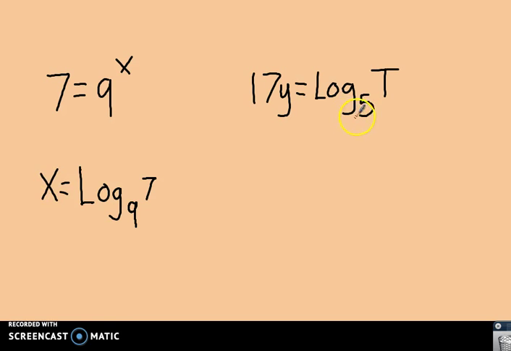Over here, to turn it from log to exponential form, we have to get rid of the word log. What's the base of my exponential going to be? 5. It's the base of my log. 5 to the what power? 17y equals t. Now the t is isolated. I need to be able to switch back and forth between each of these forms because it will help me solve later down the road.